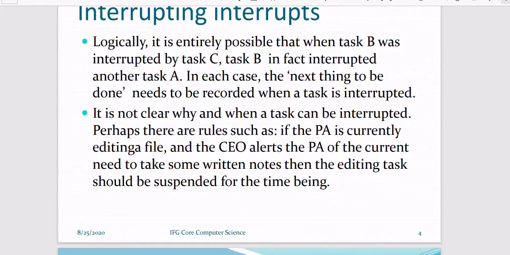And it's not clear why and when a task can be interrupted. Perhaps there are rules, such as if the personal assistant is currently editing a file and the CEO alerts the personal assistant of the current need to take some written notes, then the editing task should be suspended for the time being. Or maybe the filing job has got high priority and must be completed, and the CEO should perhaps respect that.